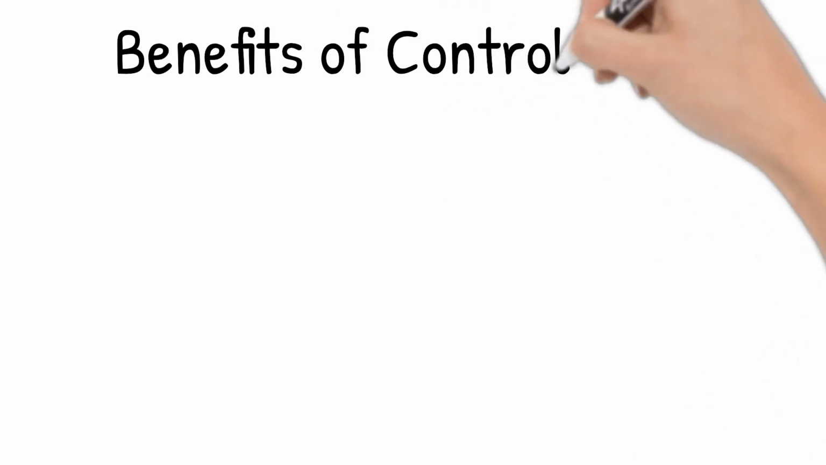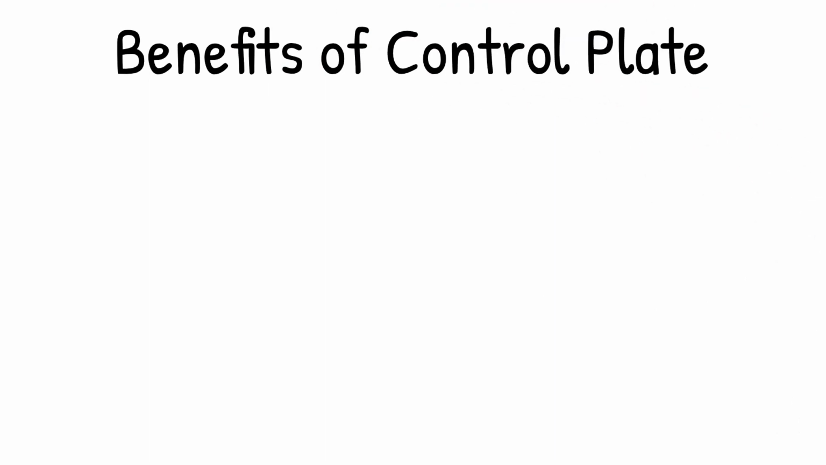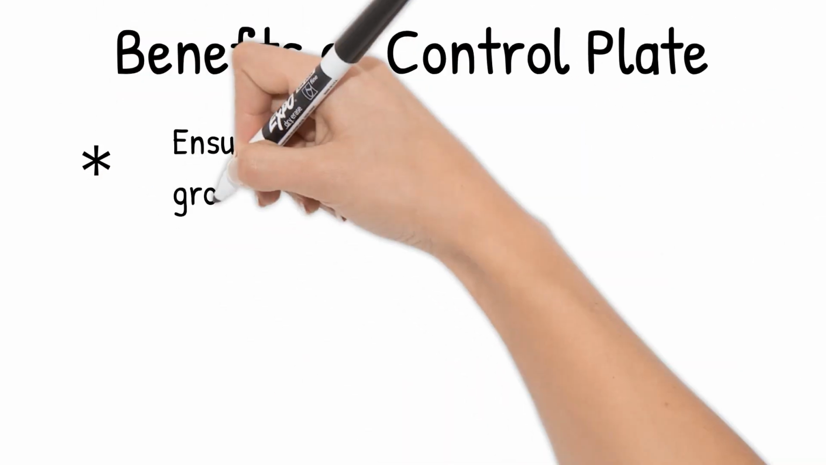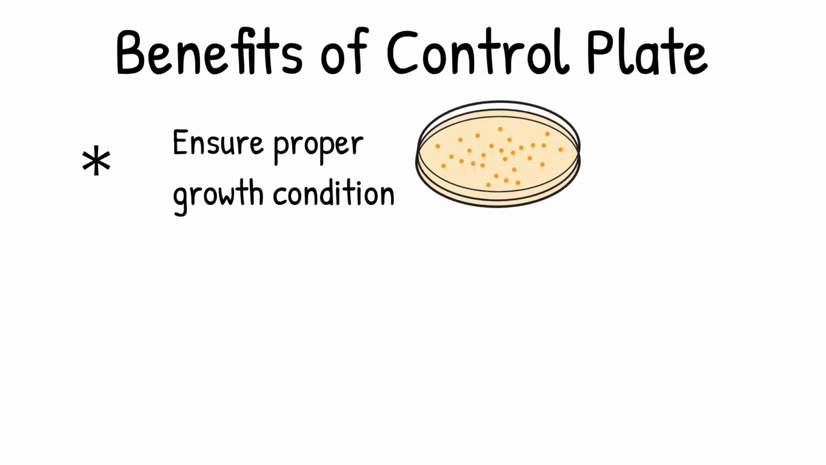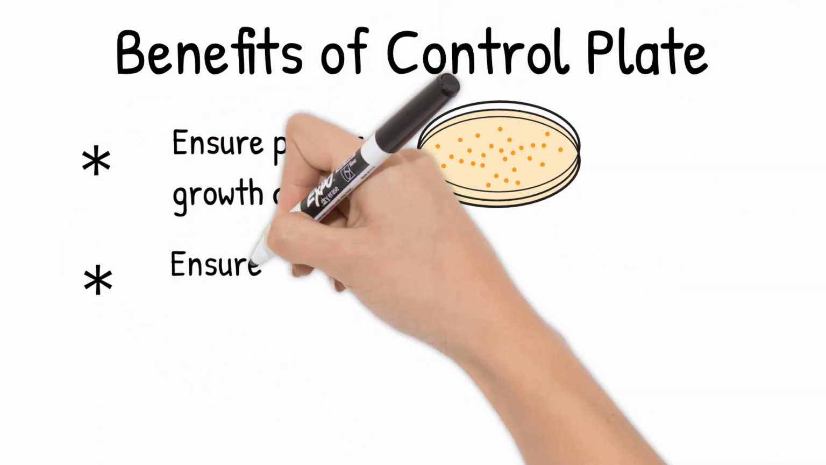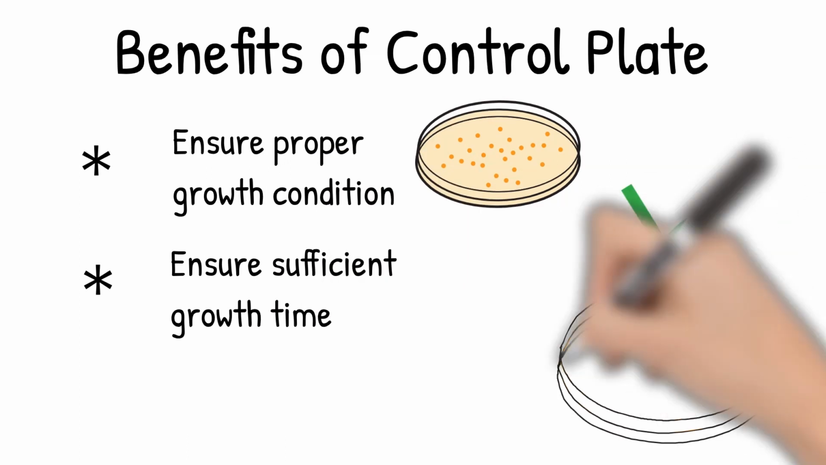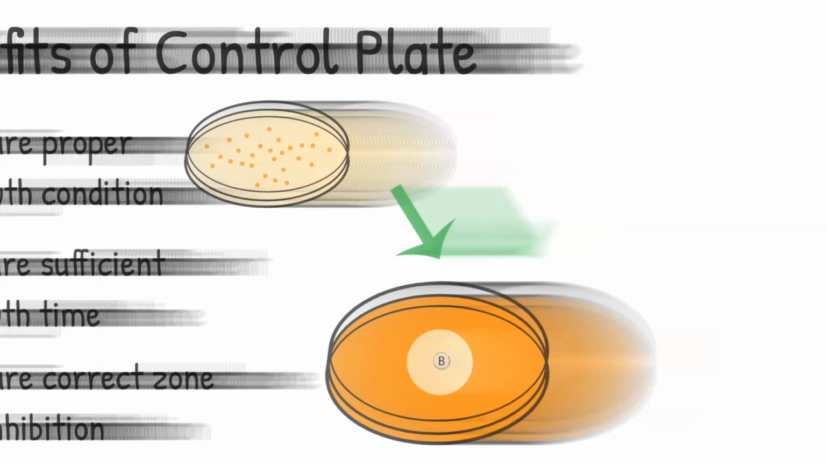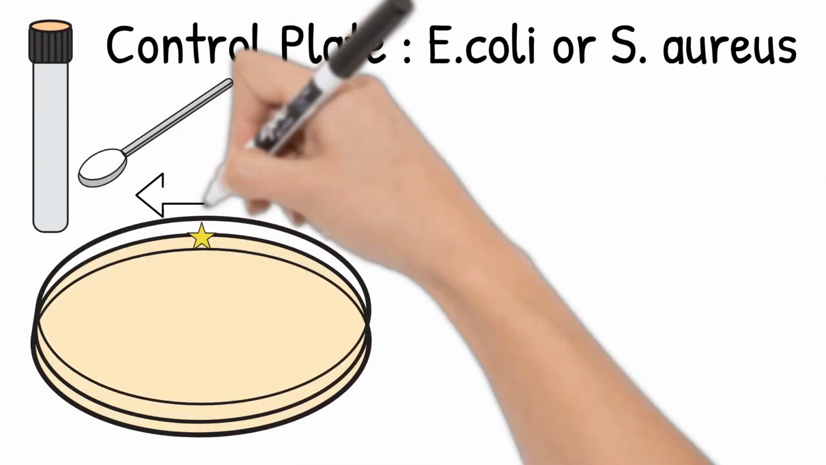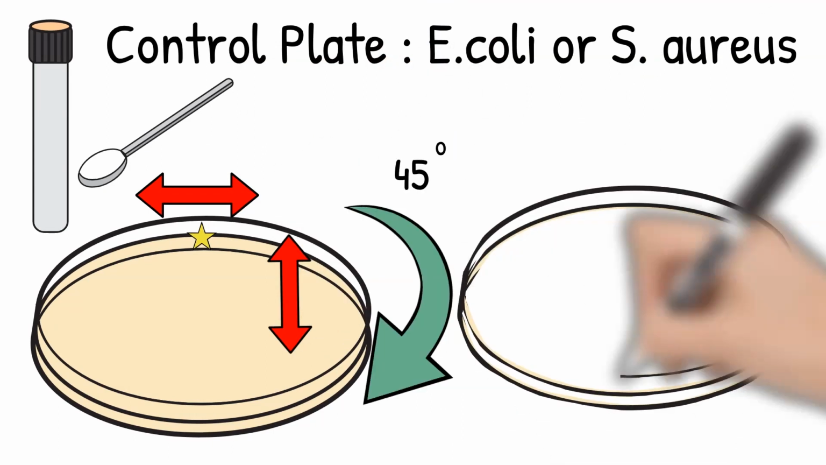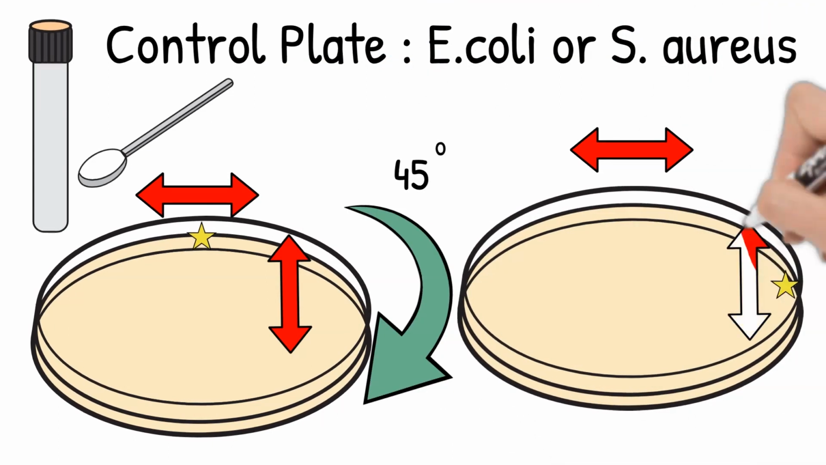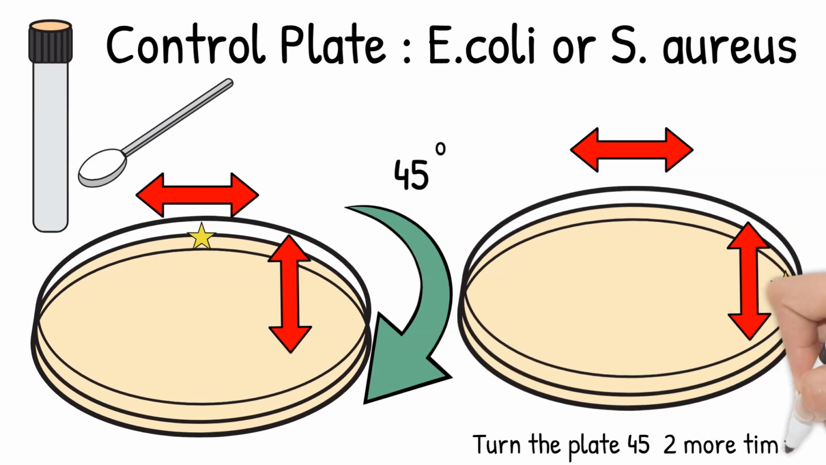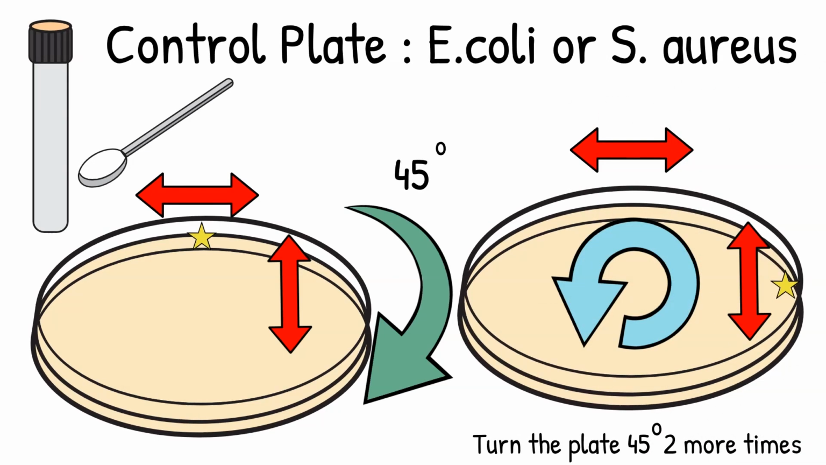It is good practice to incubate a control plate with each batch to ensure that the bacteria growth condition was not a factor and that the bacteria has sufficient time to grow before reaching a zone of inhibition. A control plate is made in the same manner as the testing plate, but instead of using a patient sample to make a lawn of bacteria, a control plate contains control organisms. E. coli and Staph aureus are usually used as controls.